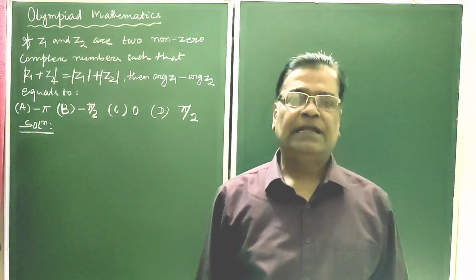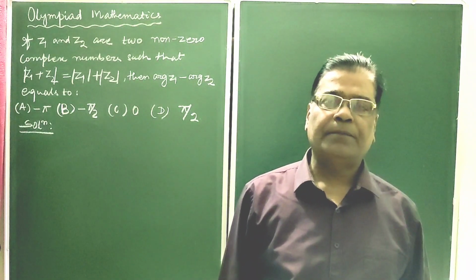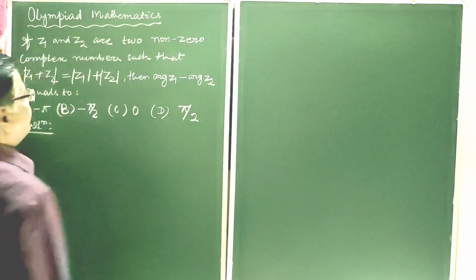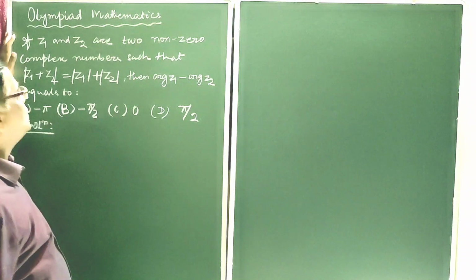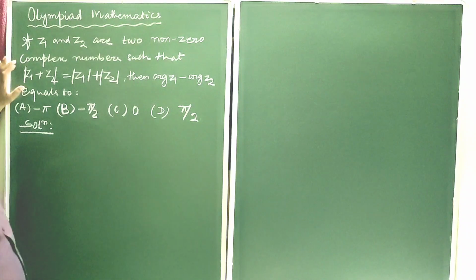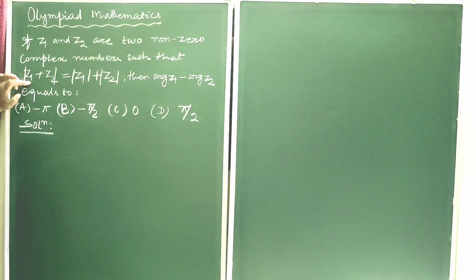Dear students, let us solve a problem from complex numbers. The question is, if Z1 and Z2 are two non-zero complex numbers such that absolute value of Z1 plus Z2 is equal to absolute value of Z1 plus absolute value of Z2, then argument of Z1 minus argument of Z2 equals to. Choices are given and we have to find the correct answer.